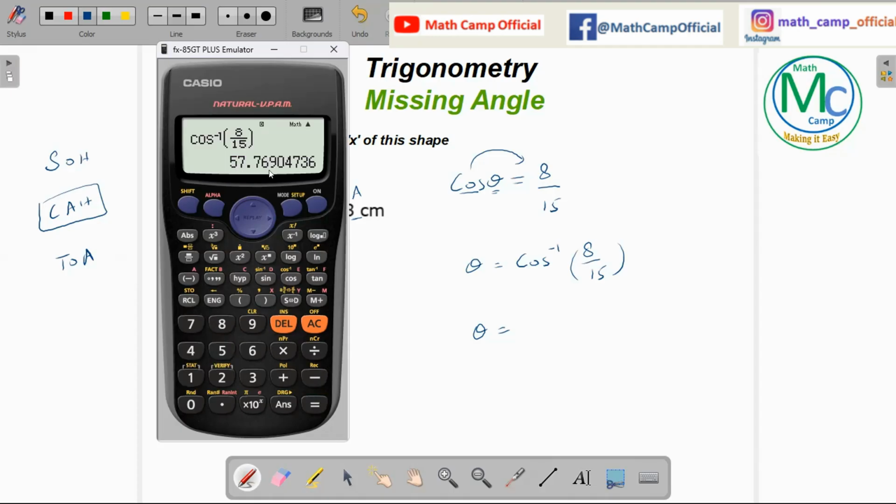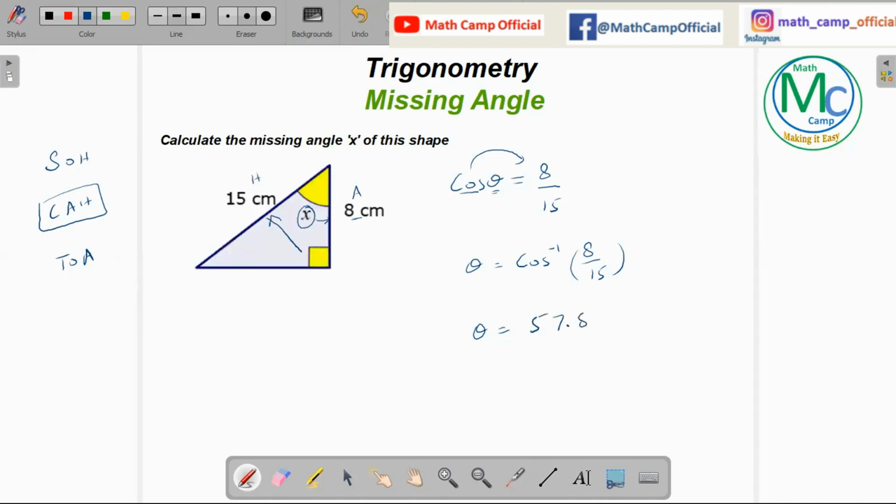All right, so when we click the equal sign, we get our answer. So 57.769. I'm going to round it to 1 dp. It is going to be 57.8. So my theta is 57.8 degrees. Let's move to the next question.